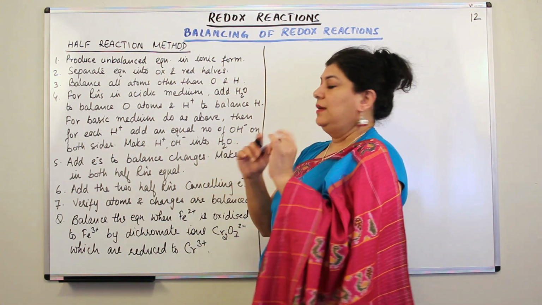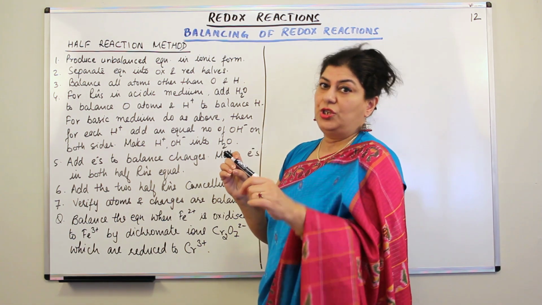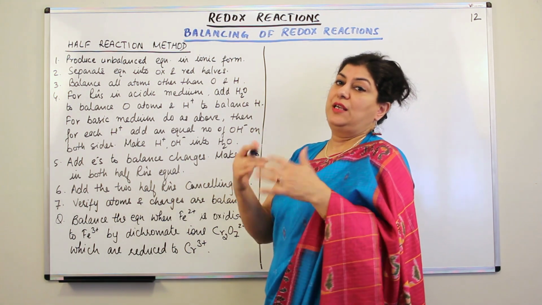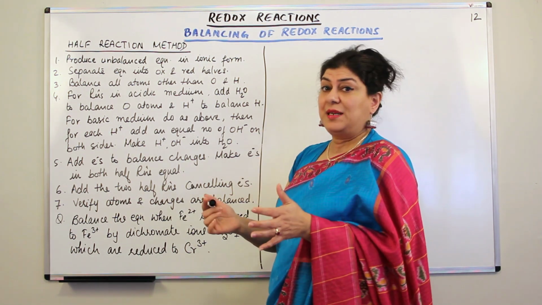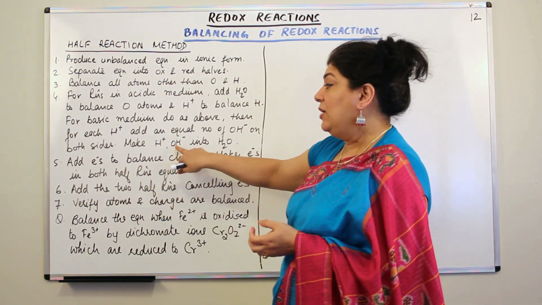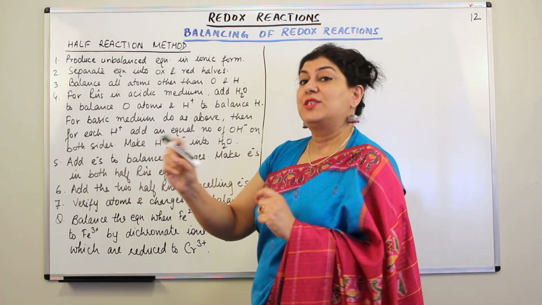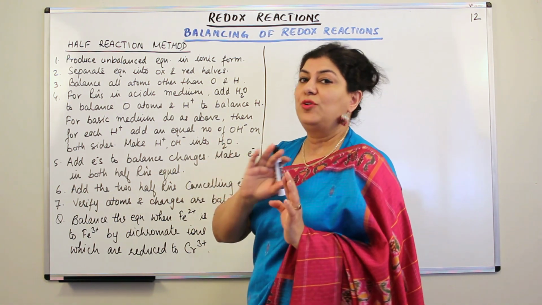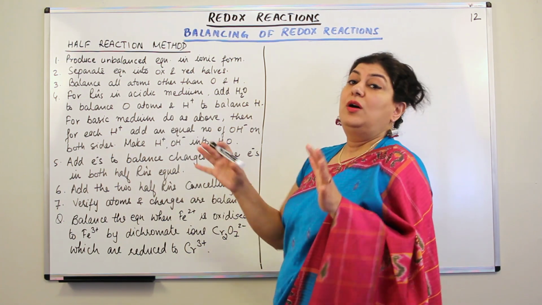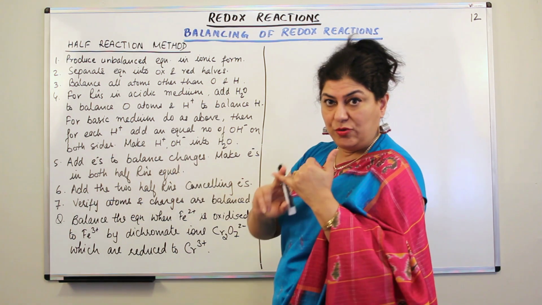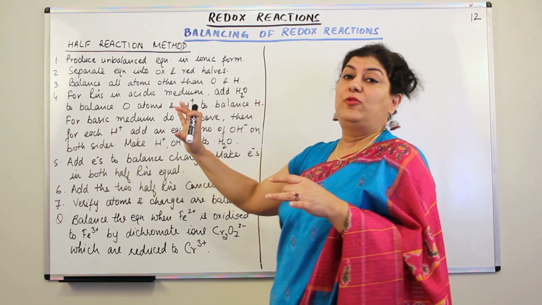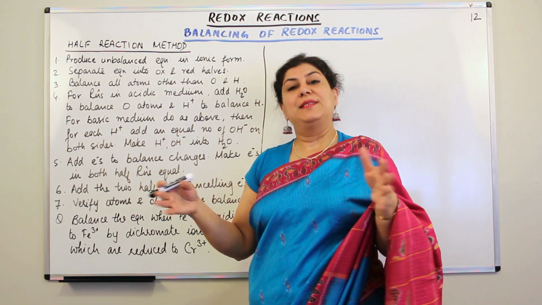What do we do? We first balance oxygen using water, and then we balance hydrogens using H positive if it is an acidic medium, and if it is a basic medium, we add OH negative to both sides. Adding OH negative, it is only OH negative which is added to both sides. H positive is added only to the opposite side of water. In the next step, now we have already balanced hydrogen and oxygen, we've balanced all atoms other than hydrogen and oxygen, which means all elements have been balanced.